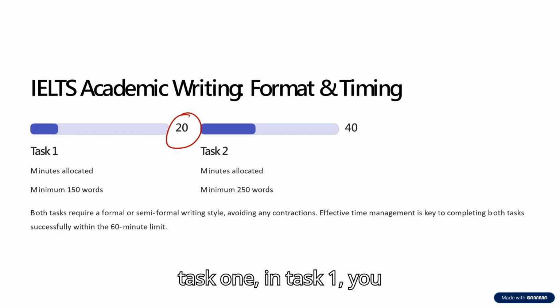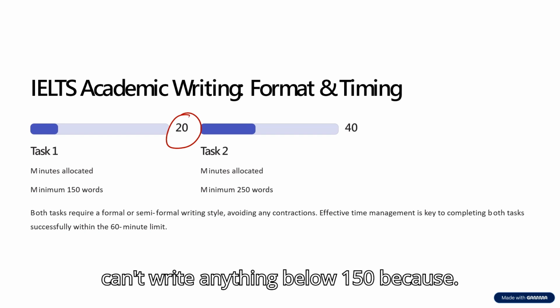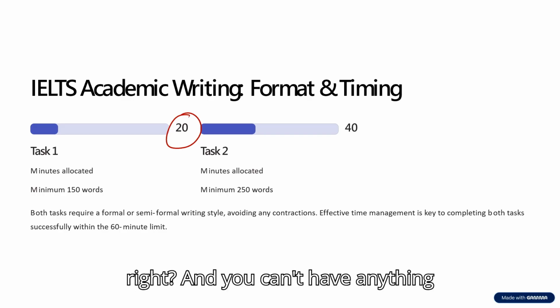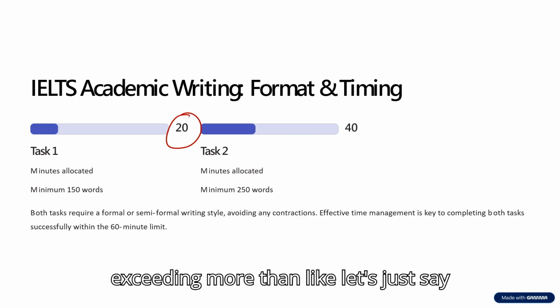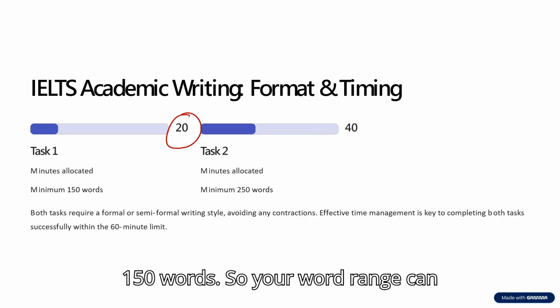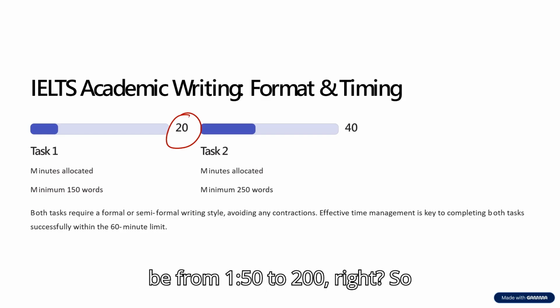In task one, you have to write a report which must have a minimum of 150 words. You can't write anything below 150 because then your band score would be reduced, and you can't have anything exceeding, let's just say, 250. So the minimum is 150 words, and your word range can be from 150 to 200.